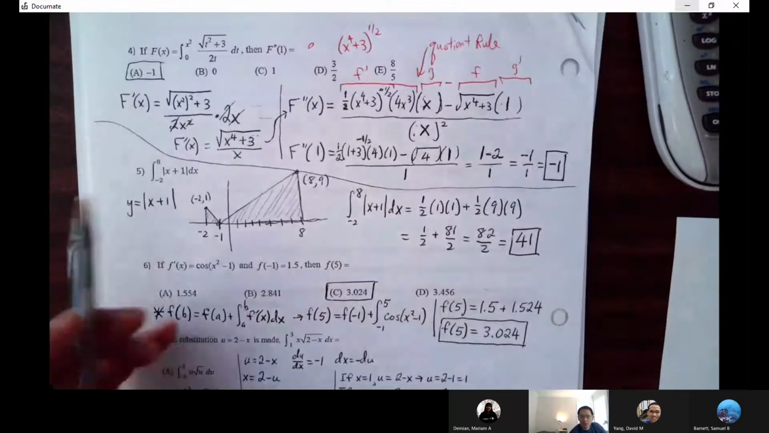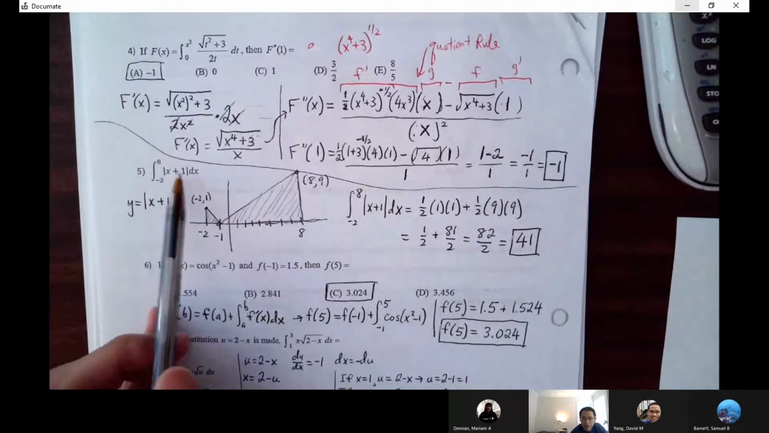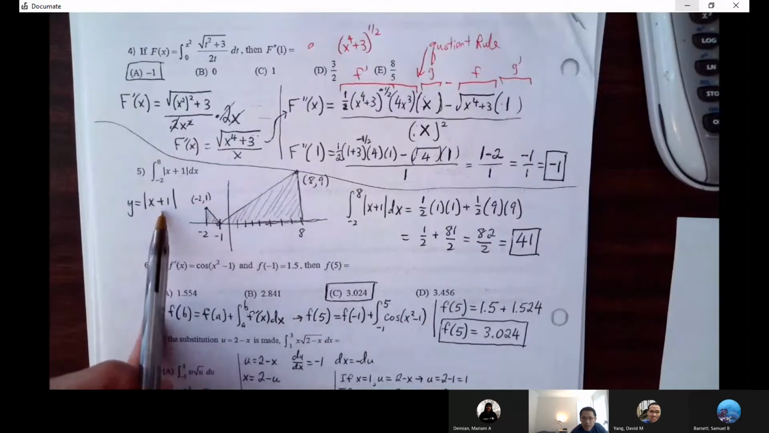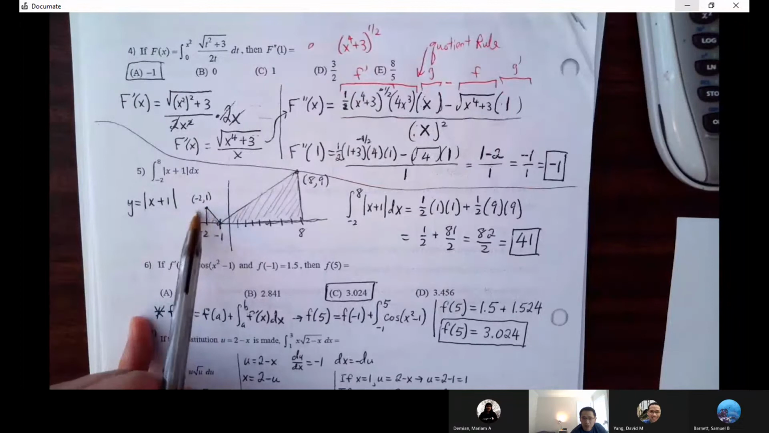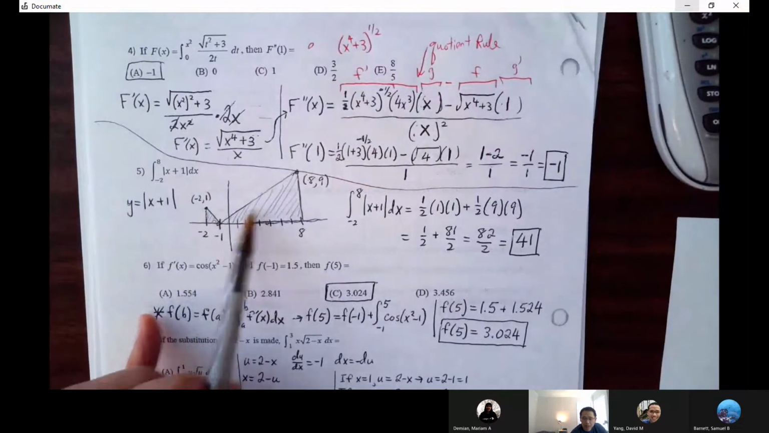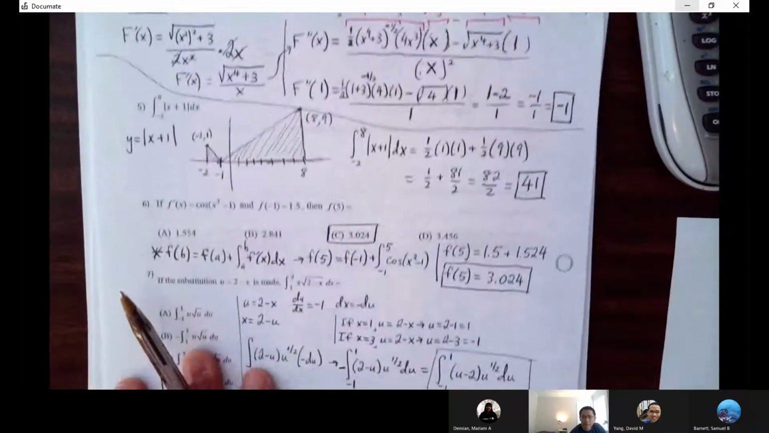Number 5 is, we did this in class, similar to this, where we understand if we're dealing with an absolute value function, let's draw the graph. We know our vertex is at -1, whatever makes the inside portion equal to 0. And then we extend the graph on both sides, and then we're just totaling up the areas of these two triangles. So 1/2 base times height, 1/2 base times height, we're left with 41.